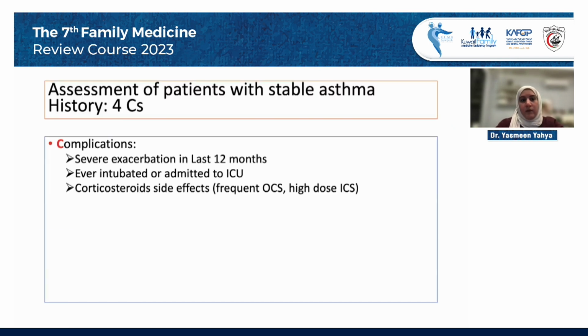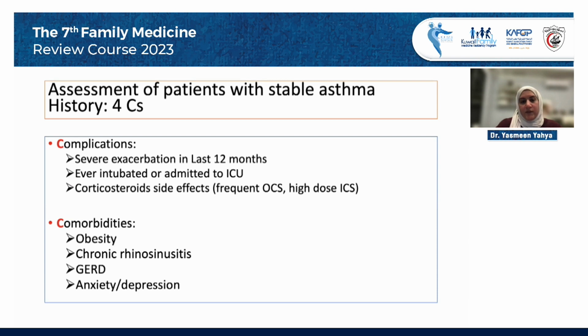To continue the 4 C's, the complications, you need to ask if they had any severe exacerbation in the last 12 months, or if he has ever been intubated or admitted to ICU, and also the corticosteroid side effects, especially if he's using frequent oral corticosteroids or high-dose ICS. And the comorbidities: obesity, chronic rhinosinusitis, GERD, and anxiety, depression. Treating these comorbidities can improve the asthma condition in your patients.